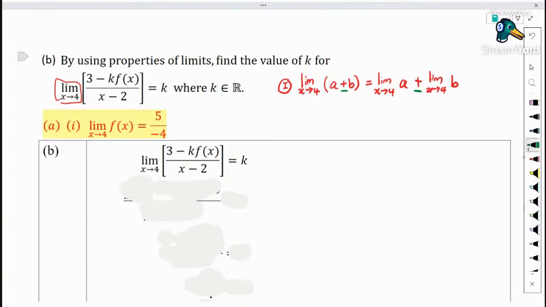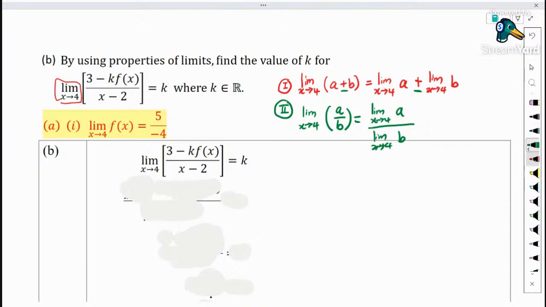Next, the second property that I want to recall for this question is that, let's say I have the case of limit x approaches 4, again using a and b as reference, a divided by b. Then I can break it to become limit x approaches 4 of a divided by limit x approaches 4 of b. Again, we break the limits according to a and b, as you can see here.